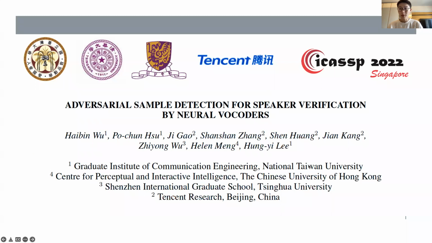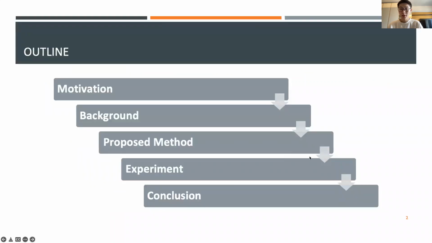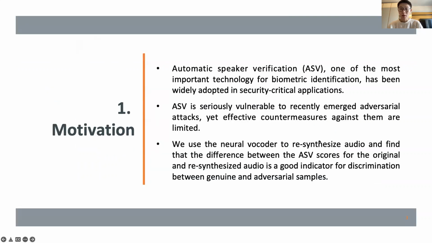Today, I will present my ICASSP paper, Adversarial Sample Detection for Speaker Verification by Neural Vocoders. Today's presentation is divided into 5 parts: motivation, backgrounds, proposed method, experiments, and the conclusion. Let's look at the motivation.